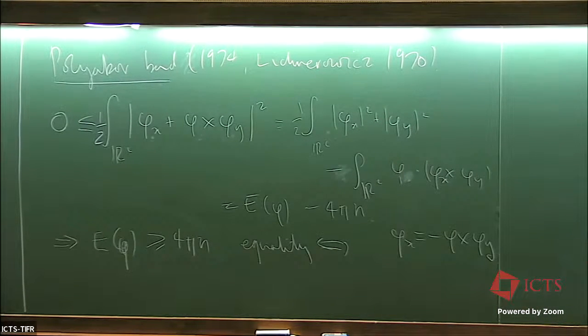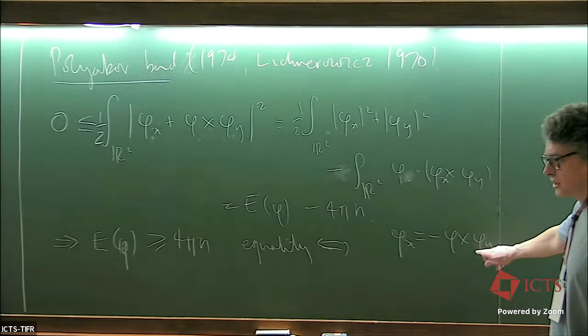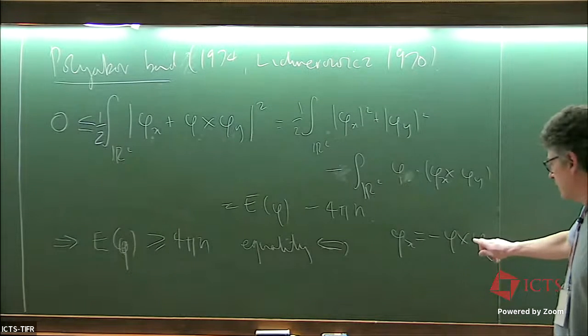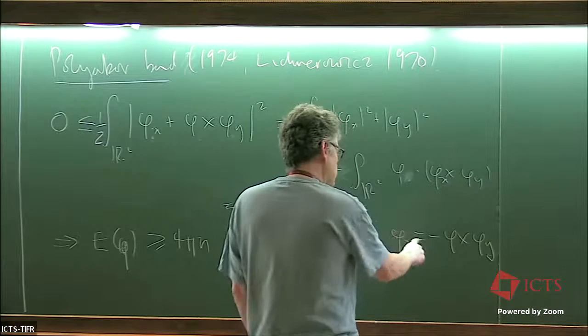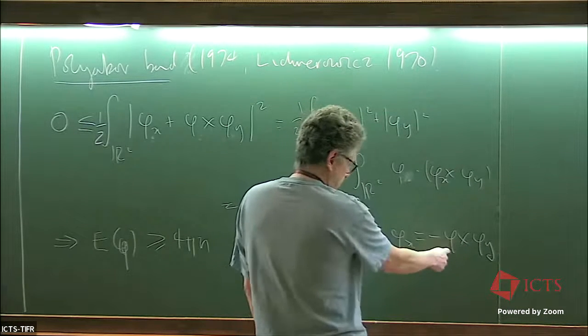Another nice thing about it is that actually this is really just the condition that the field phi is holomorphic. That's not immediately obvious. Let's just think about it. One way to think of this, well, we can take the vector product of this with respect to phi.